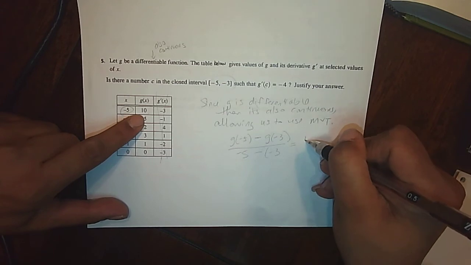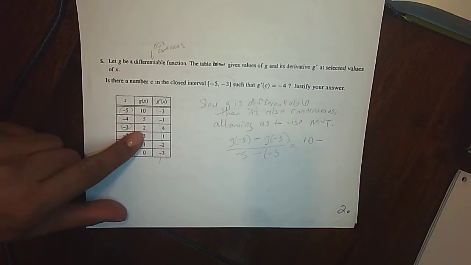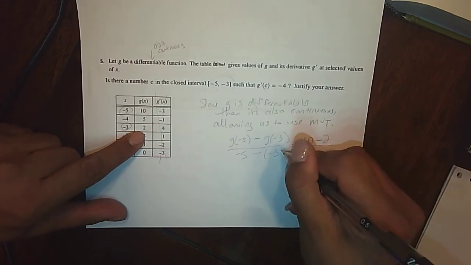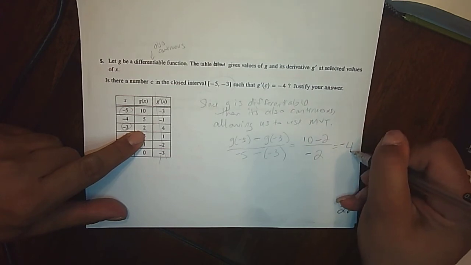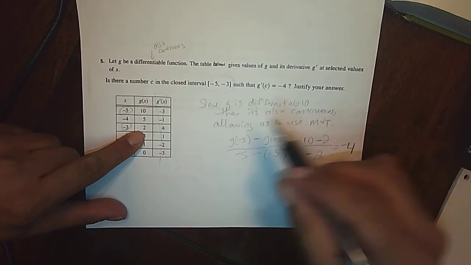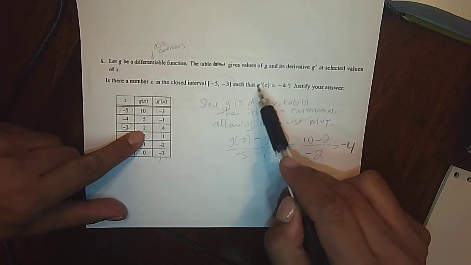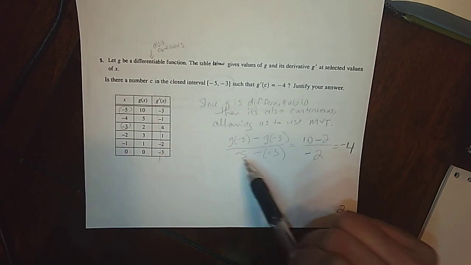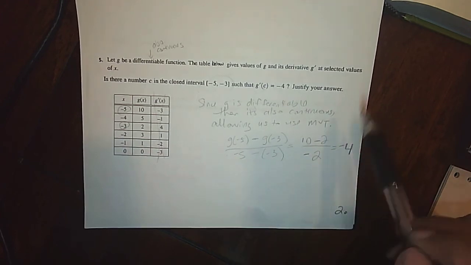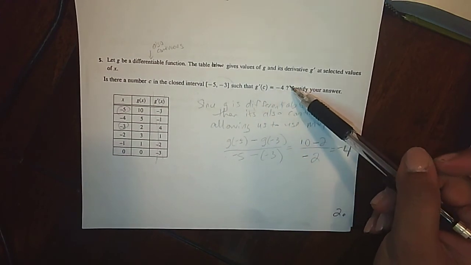g of -5 is 10 minus g of -3, which is 2, divided by -2, and look, OMG, it equals -4. The average rate of change equals -4. Is there a number C in the closed interval such that the instantaneous rate of change is going to equal -4? There sure is, because the average rate of change equals -4. So yes, there will be a time where the instantaneous rate of change will equal -4.